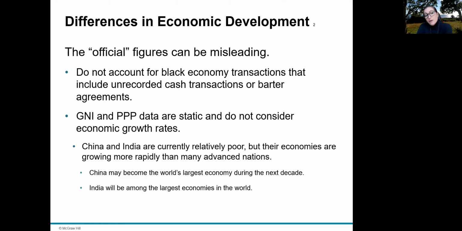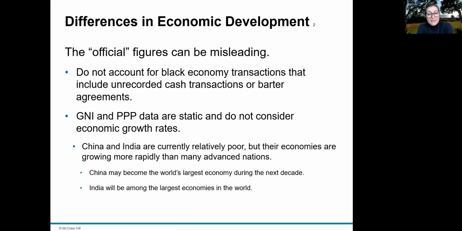And what we need to recognize is that these official figures, of course, do not take into account the black economy, which of course is unrecorded cash. And so, you know, there may well be more or less money on the table that's not on the books. Okay, maybe it's under the table, right?